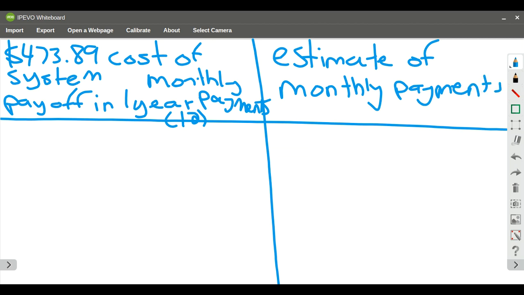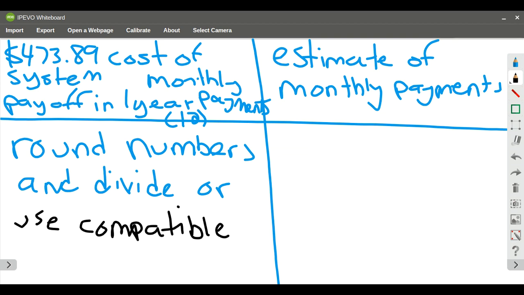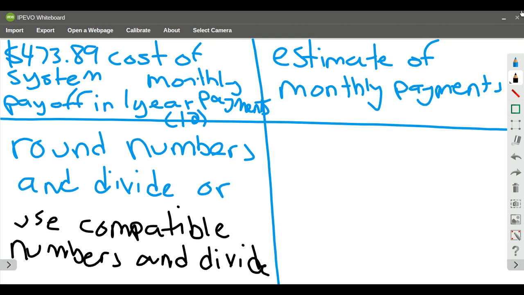And how I'm going to do that is I'm going to round. We'll just start with rounding and then I'll look at compatible numbers as well. So I'm going to round numbers and divide. That's my plan. Or I'm going to use compatible numbers and divide. So either way I'm dividing, the strategy that I'm using is going to be dependent on which one I think is going to give me the best estimate.